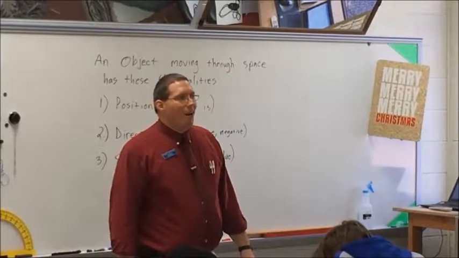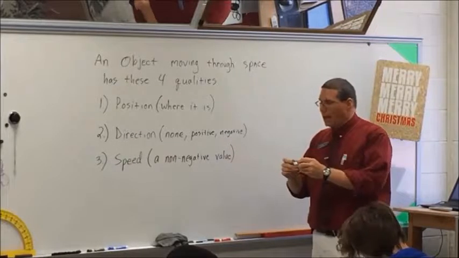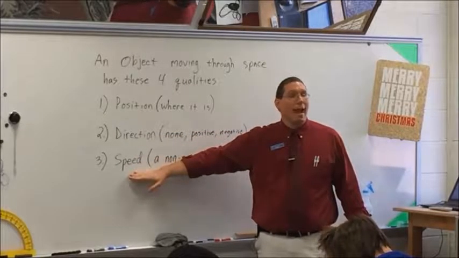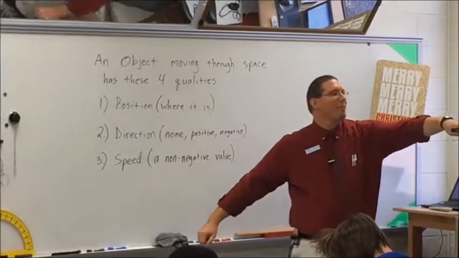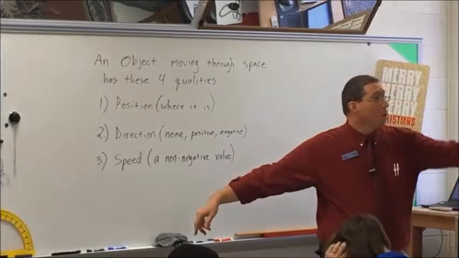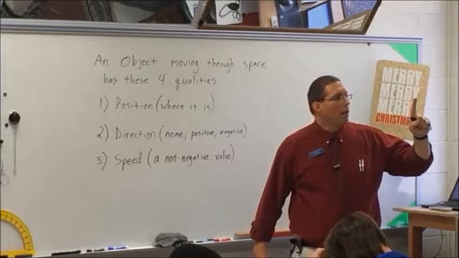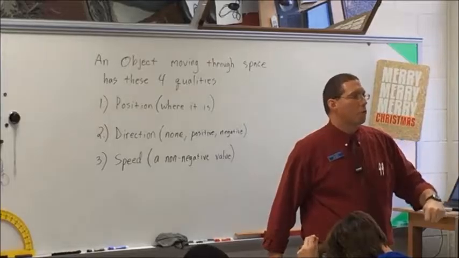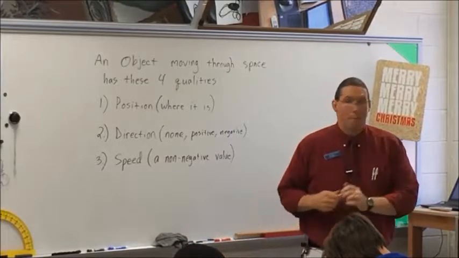Okay, all right, so an object moving through space has position, it has direction, and it has speed. Now, interestingly, don't say the fourth yet. I still want to talk about the second and third. Can you hold off on the fourth? I describe the fourth quality differently than most people do. I want to describe it first, then name it. All right.